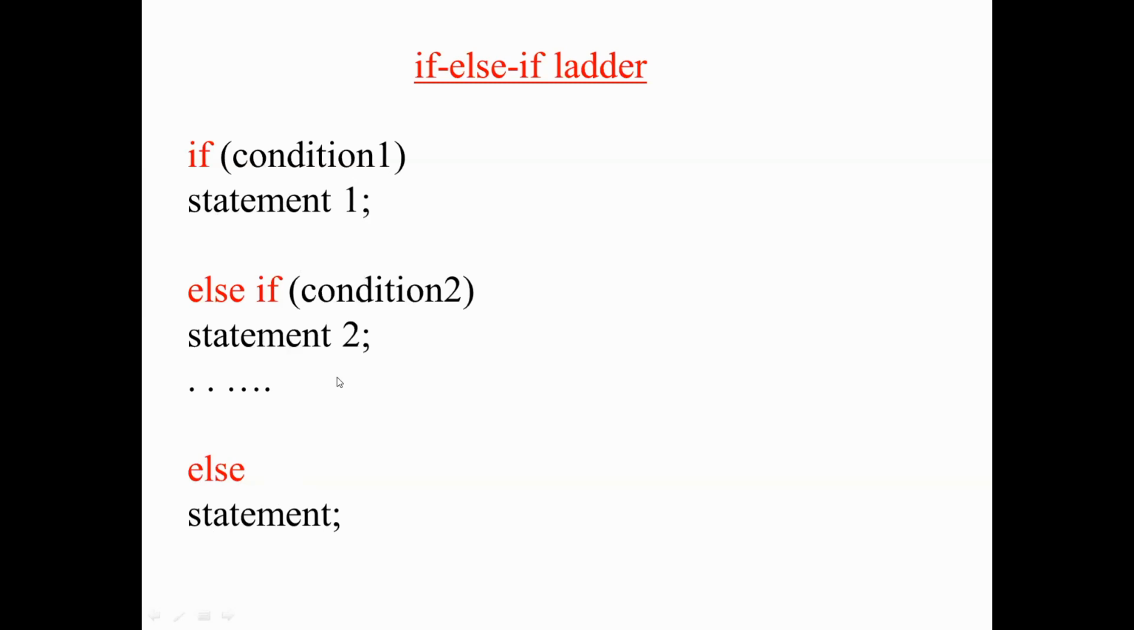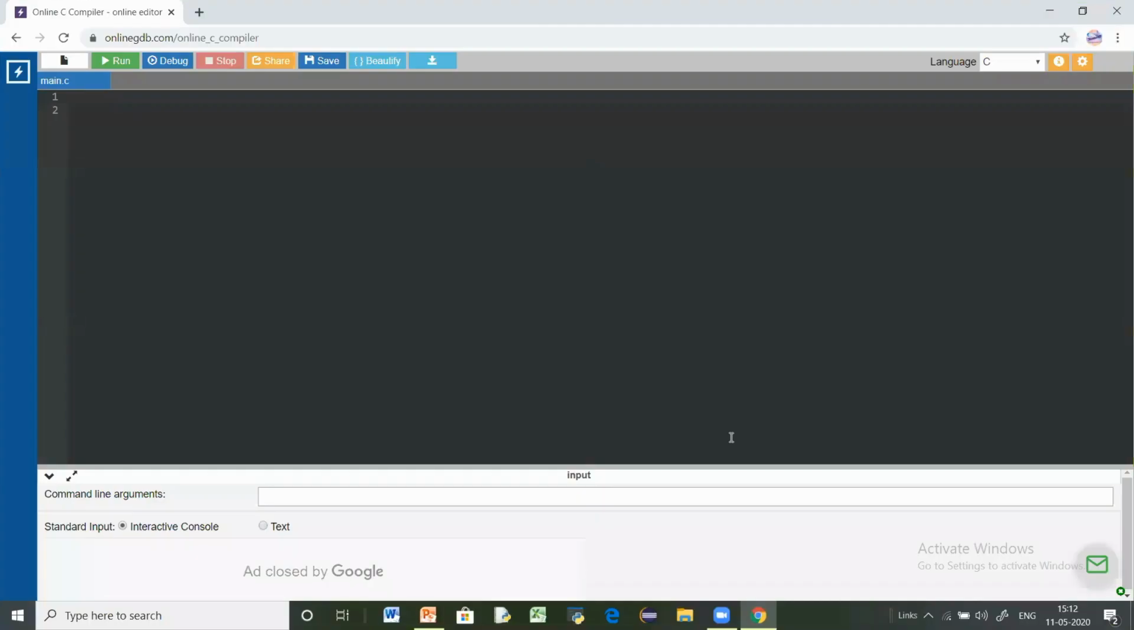Now let's see how to calculate the electricity bill for the consumer by making use of this decision making structure called the if else if ladder. So now let me use an online C compiler and type the program and show you how to write the program to calculate the electricity bill for the consumer.